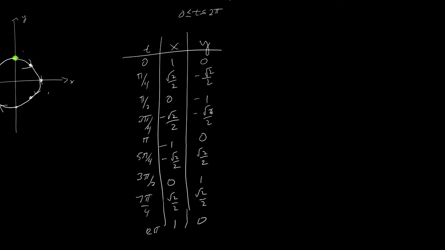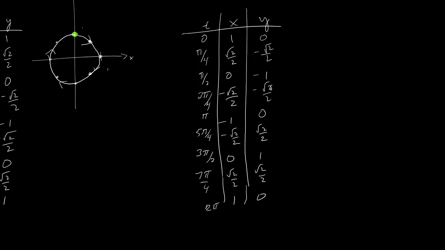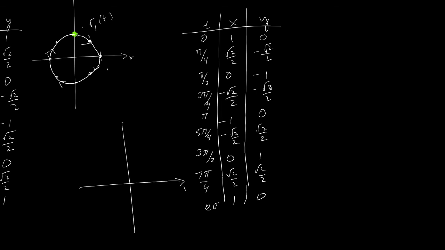So I'm going to draw it over here in the middle so we can compare. This one was R1 of t. So now we're going to sketch R2 of t. This one begins at 1, 0. So make a nice big dot there. And then it moves to root 2 over 2, negative root 2 over 2. Then 0, negative 1. Negative root 2 over 2, negative root 2 over 2, and it's going to continue around the curve just like this. Okay. So this curve is also going to travel in a clockwise direction.